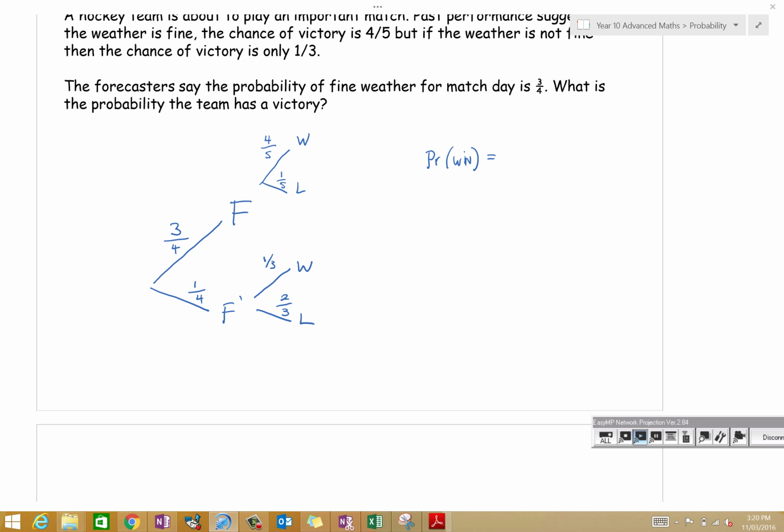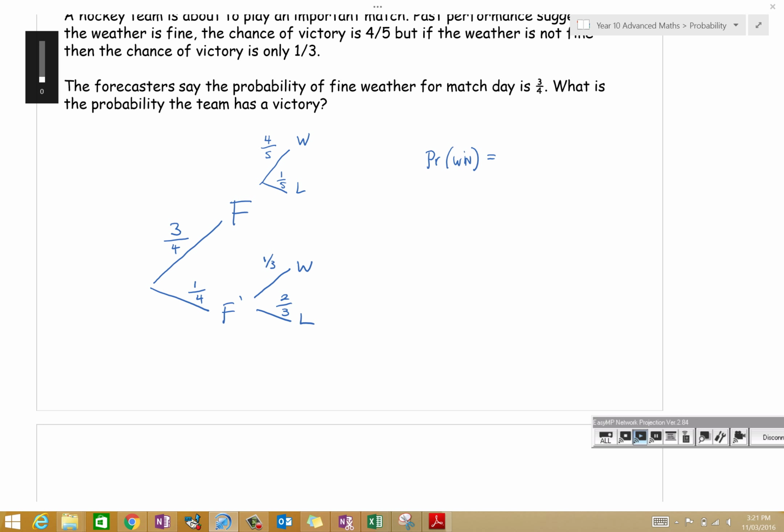Okay, now the underlying question for this is, what is the probability of a win? By drawing a tree diagram, we can see that the probability of the weather being fine in the first place is 3/4. The probability of it not being fine, of course, it's either fine or it's not fine. There's no in between, so they must add up to 1. Then over here, the probability of a win is 4/5. The probability of a loss must therefore be 1/5.